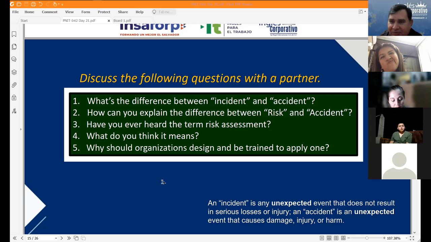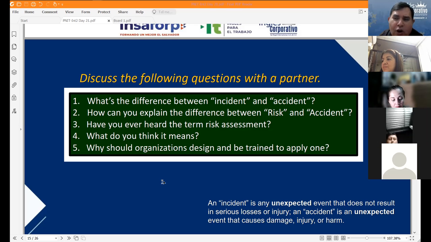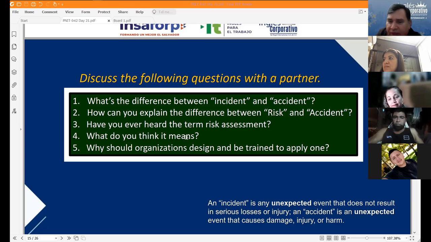Yes. Only that right now we are working on number two, risk versus accident. What's the difference that you could tell us, the way you see it? Don't worry, it doesn't have to be perfect words. It doesn't have to be a complicated definition, only what you understand by risk and accident. Ah, you want to help her. Yes, okay.